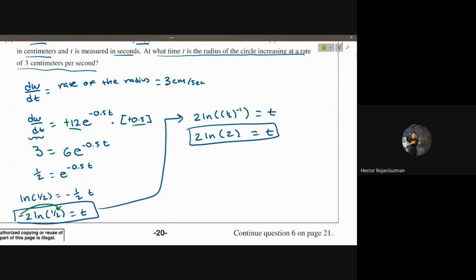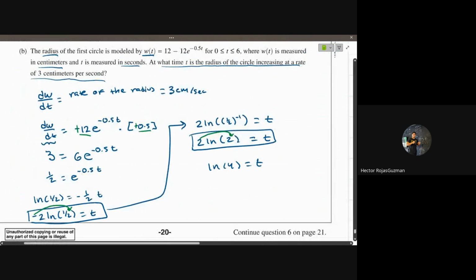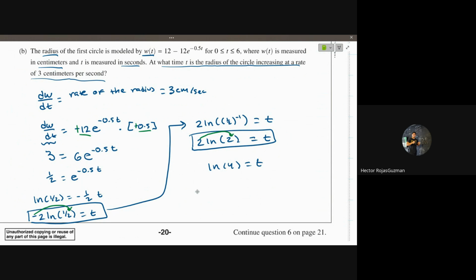But you know what? I should have done this at the same time. Using the same property of logarithms, I can bring the 2 as an exponent and call it the natural log of 4. So at what time t is the radius of the circle increasing at a rate of 3 centimeters per second? At natural log 4 seconds. The question doesn't ask me to justify my reasoning, right? So I'm not going to write a sentence. But that's what it is. As long as you put your units, you should be fine.